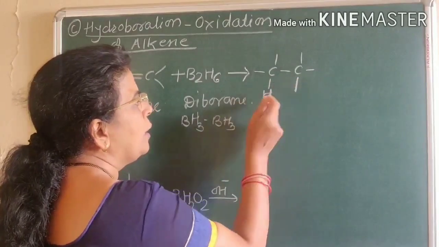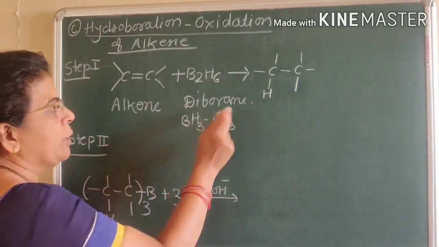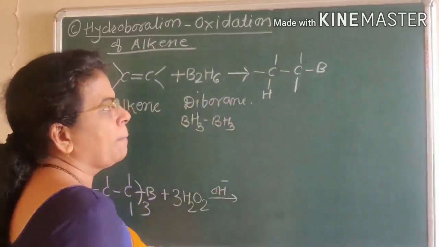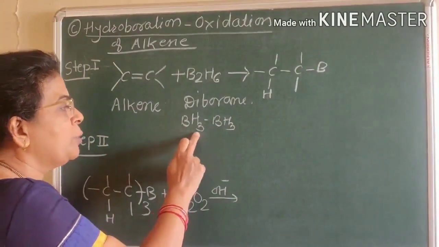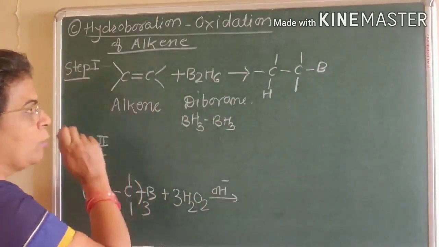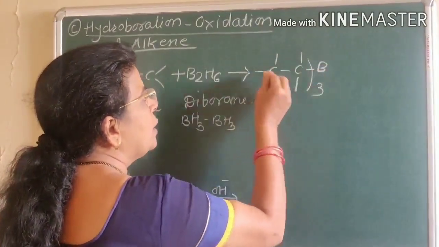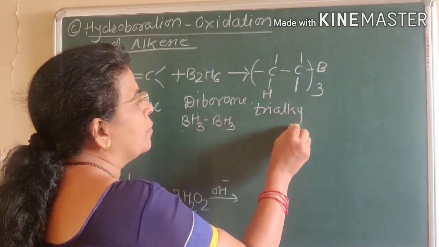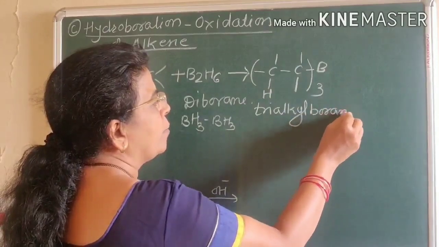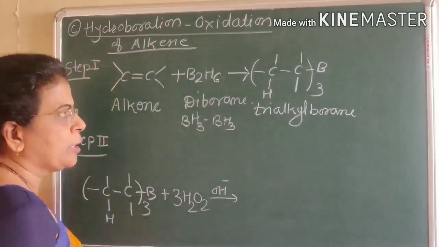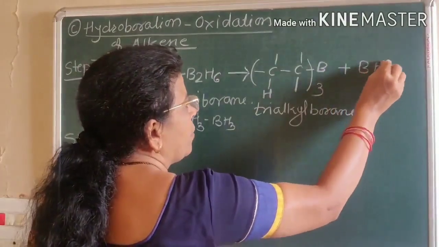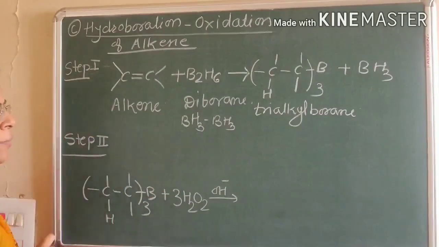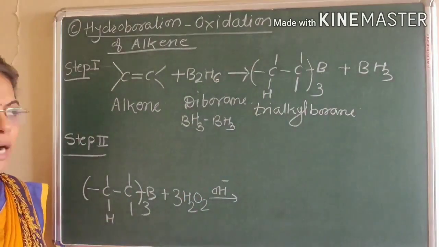Hydrogen, this hydrogen comes from this BH3, and this boron gets attached to this carbon atom, and here 3 hydrogen atoms from this BH3 are replaced by 3 alkyl groups, and therefore it becomes R3B, that is trialkyl borane. Formation of this trialkyl borane takes place plus BH3. This BH3 is removed as it is, and this is the first step in which formation of trialkyl borane takes place.